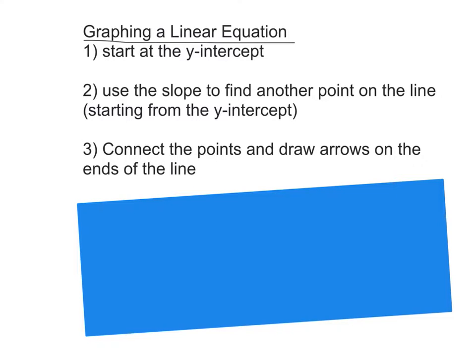Another thing you might be asked to do is to graph a linear equation. If they give us the equation of a line, they could ask what this graph would look like. The first thing, if we graph an equation, is we could start at the y-intercept and then use the slope to find another point on the line, starting from that y-intercept.